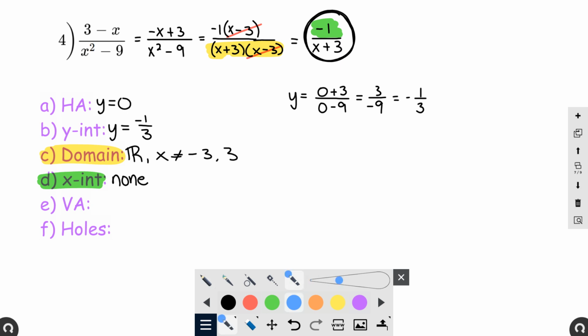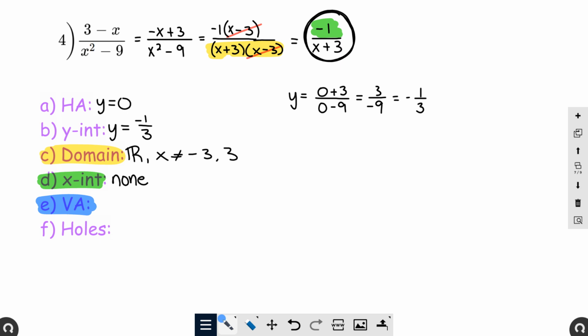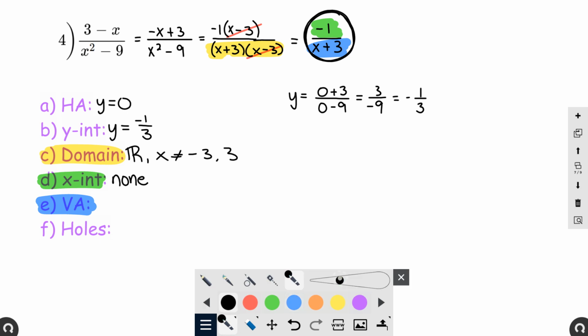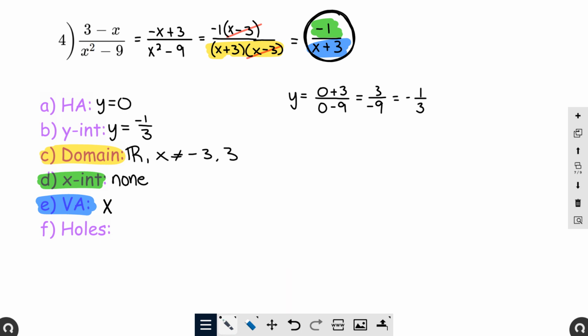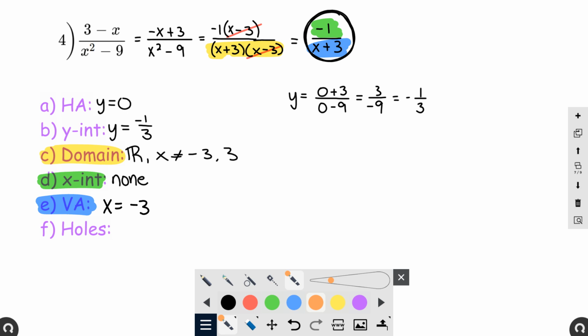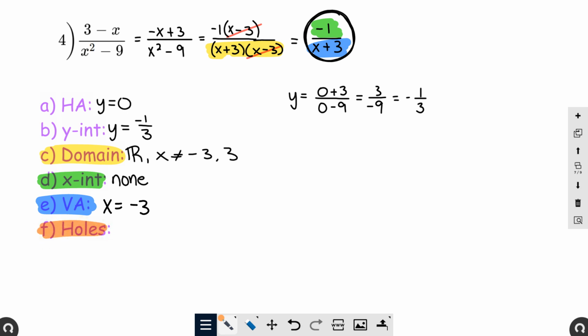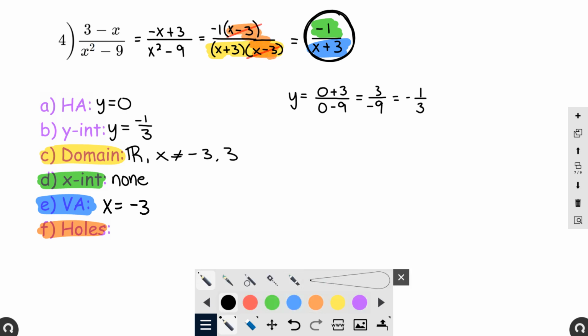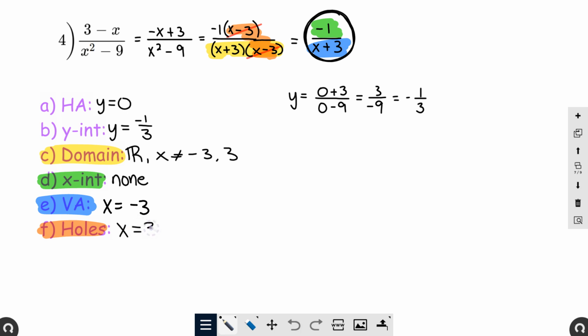All right, VA. Where do I look for VA? The denominator, right? Of which part? The simplified. So it's the final denominator, which also is part of the domain. But x equals -3. So remember, we take what's in that denominator, set it equal to 0, and solve. Now last we have the wholes. Where do we look for wholes? What canceled out? So if we solve it for x, x equals +3.